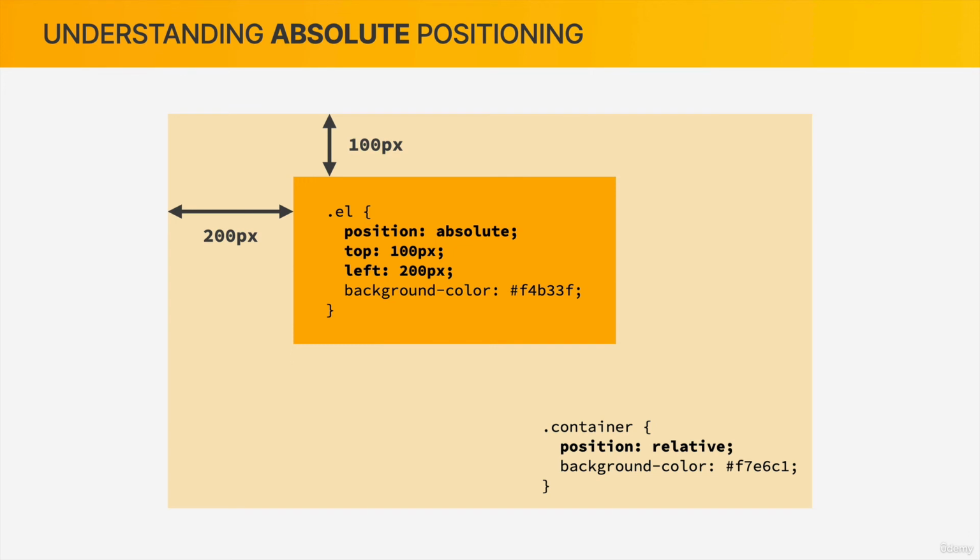And it's important to mention that it is the first parent element that has position set to relative from which the absolutely positioned element will be placed. Okay? And so I hope that with this visualization, it became even more obvious how absolute positioning works in CSS.